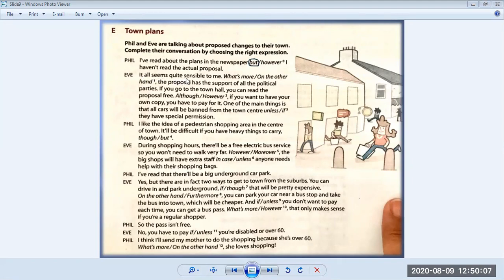It all seems quite sensible to me. What's more, on the other hand, the proposal has the support of all political parties. Okay, very sensible. On the other hand, you're going to choose. But what's more, on the other hand, if you go to the town hall, you can read the proposal free. Although, or however, if you want to have your own company, this is going to give you very critical, you have to use critical thinking.